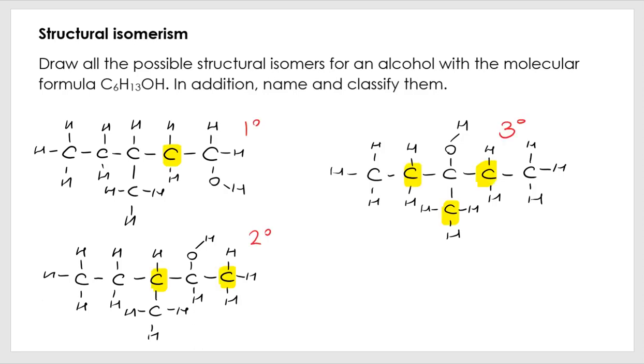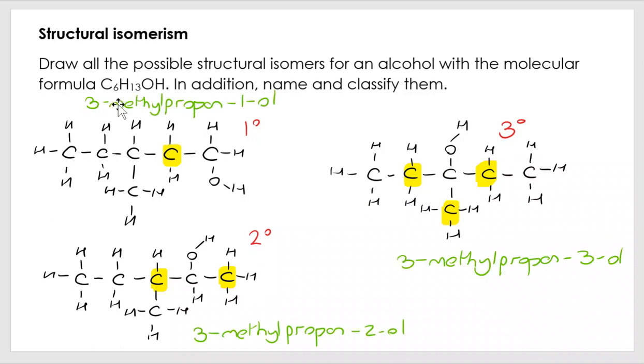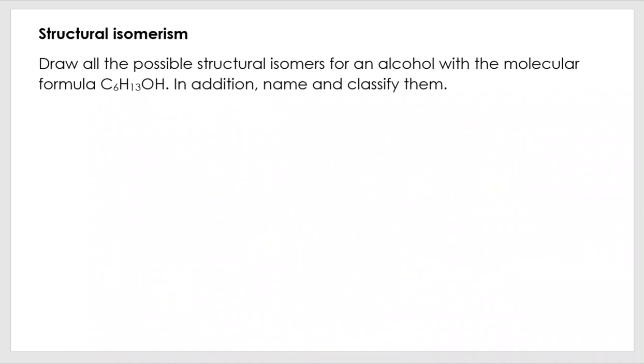So for these, let's classify them. I have a primary, a secondary, and a tertiary. Colour coding, hopefully helping you see why. And if we're naming them, I have got 3-methylpropan 1-ol, 3-methylpropan 2-ol, and 3-methylpropan 3-ol. I don't have any more methylpentane chains that I can do. But what about butane chains?